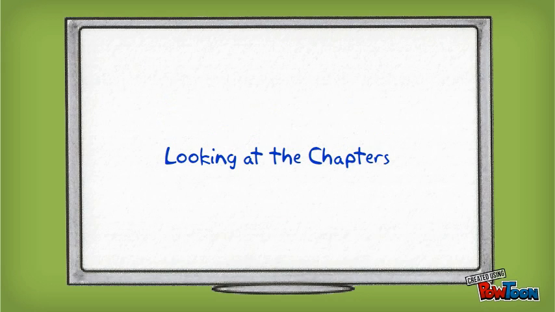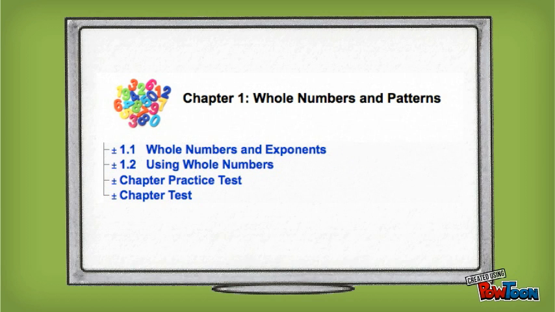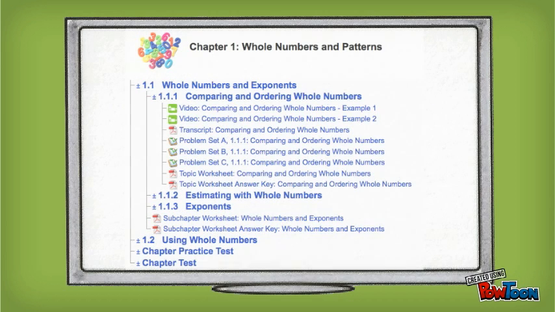This next section gives you a glimpse of what you'll see in each chapter. You may see different content depending on which grade you're in. Each chapter will have links to different topics. When you click on the link to the first topic, you'll see more options on your screen. Each topic has at least one video explanation. Following the video is a transcript. This is similar to a book explanation.